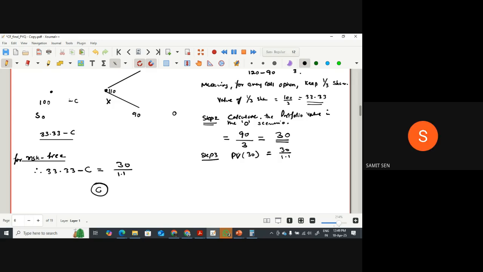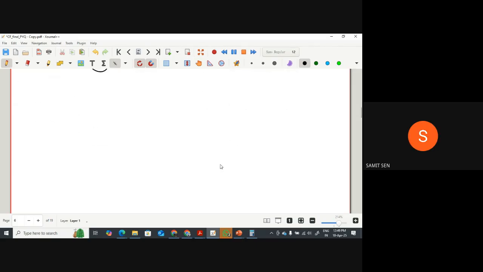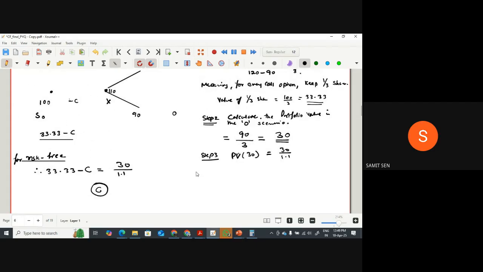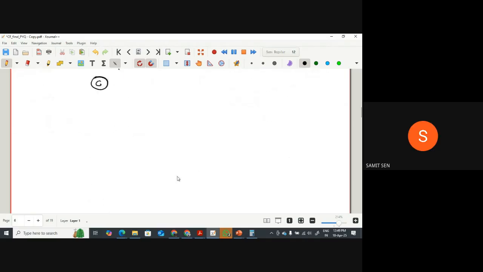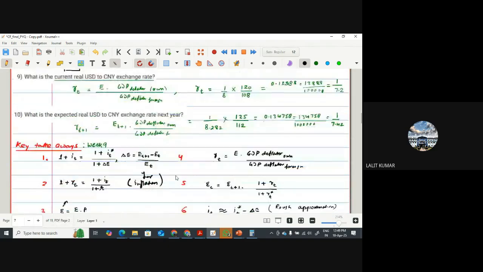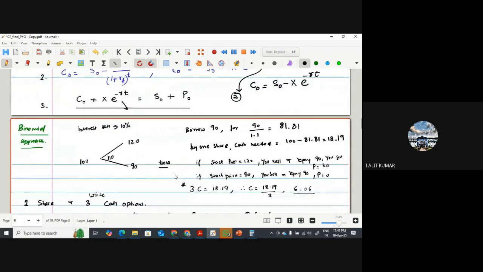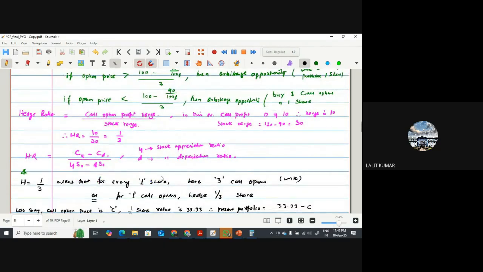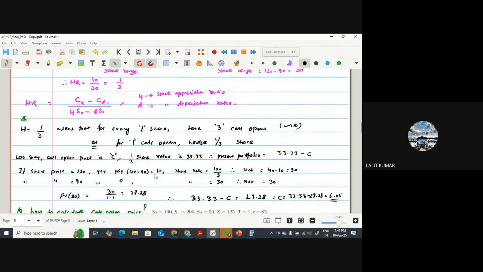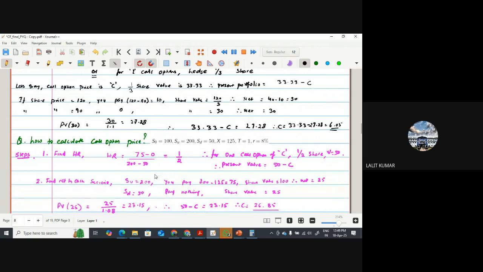Why are you just taking the zero scenario to equate this? Because a risk-free state means that I should not suffer any loss. In all the scenarios, I remain with the same value. Oh, okay. Clear. We will see some questions also on this. So this is all the theory which is there. Hedge ratio I have covered. We will see the questions again.